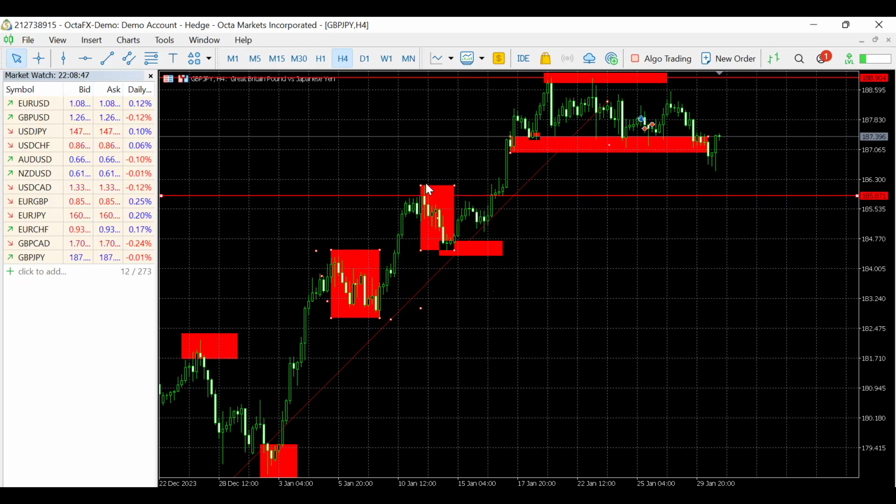This is another pullback, from here to here. So that's a pullback. The difference between pullbacks and retracements is that retracements are longer corrections in the market. Longer corrections. How do I mean?